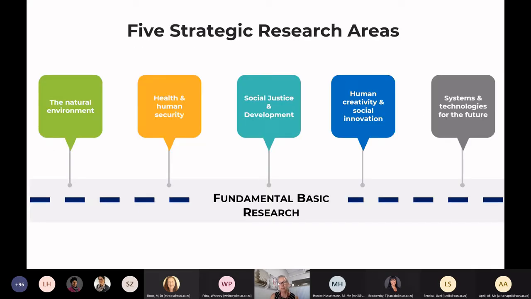So a number of years ago, we were asked by the Rectorate to devise a research strategy that would allow the university to develop some really interdisciplinary and cross-faculty initiatives. We had long sessions in a task team, because these things are never easy.